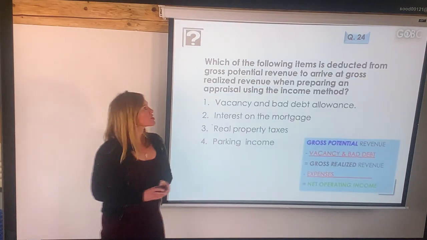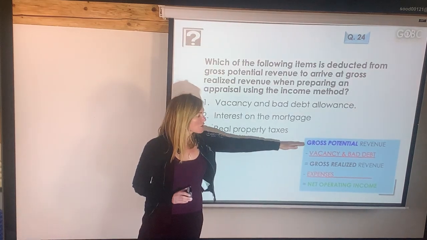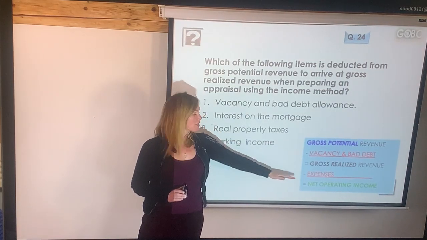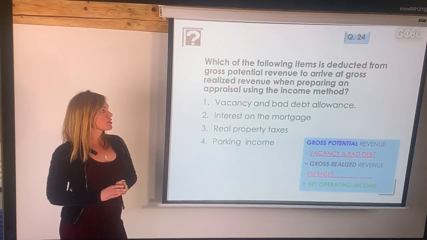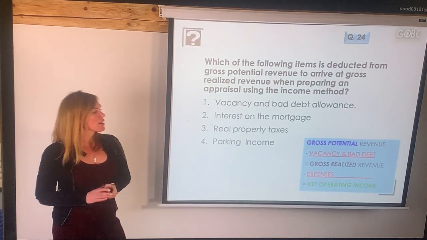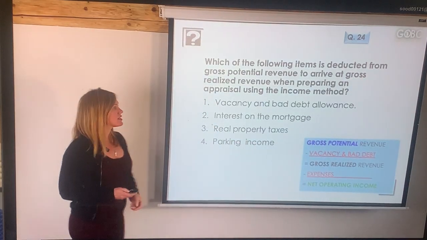Question 24. Which of the following items is deducted from the potential revenues? Remember we have a formula? We have gross potential, and then gross realized, and then we have the NOI, right? So what comes off the potential revenue to arrive at the gross realized revenue when preparing an appraisal using the income method? So what do you have to minus from the potential to get to the gross realized? You have to minus the vacancy and bad debt.